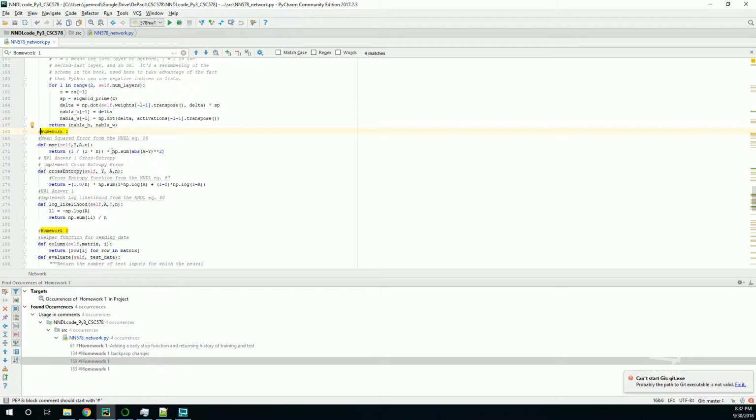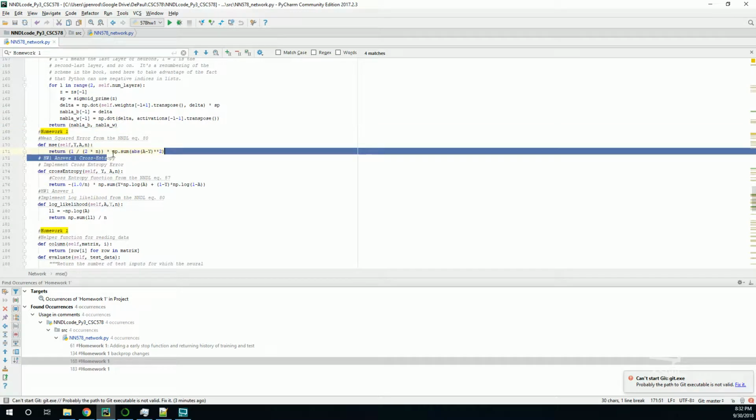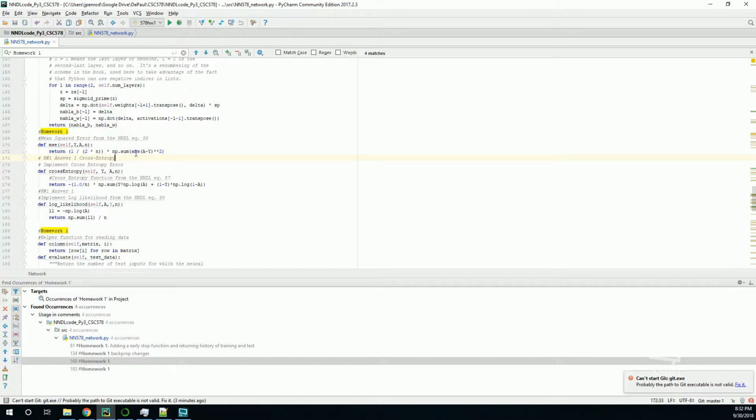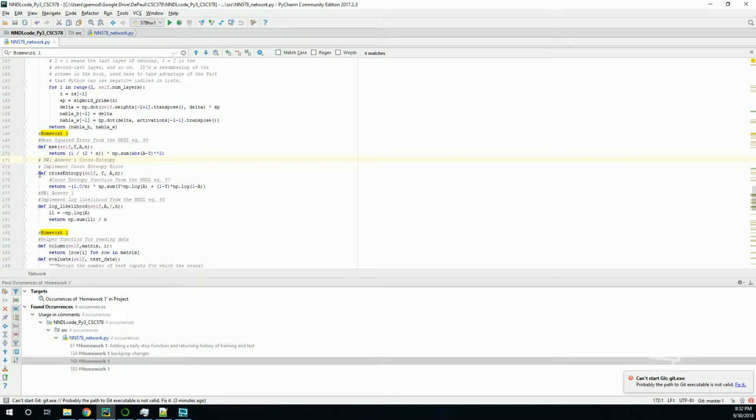They pretty much come straight out of the book. So MSE is the average of the sum of the differences squared, and then cross entropy is just the log times the actual. These are all vectors, so I'm just doing the NumPy sum, so it'll do it across all the vector entries.